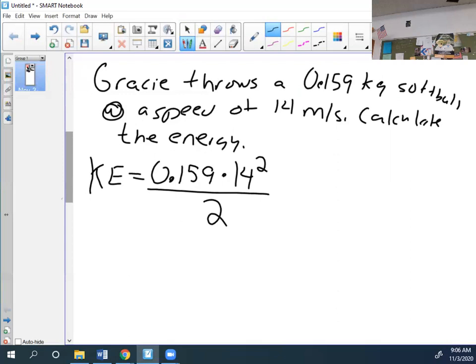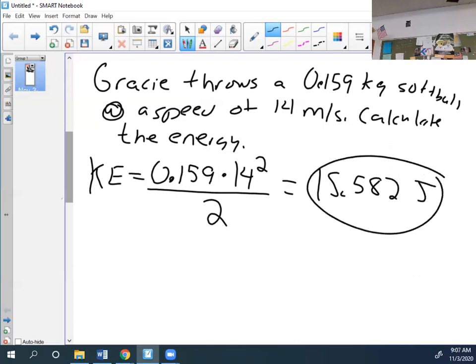So 0.159 times 14 squared divided by 2. You had to do 0.159 times 14 squared divided by 2, and you just did 14 squared. So the answer is equal to 15.582 joules. Let me pull up decimals on my calculator. I'll show you how to do it on my screen.